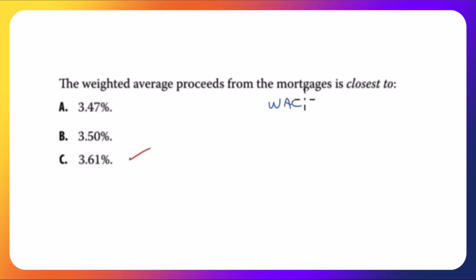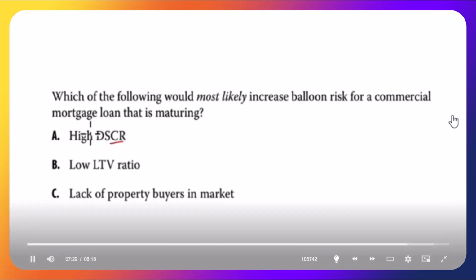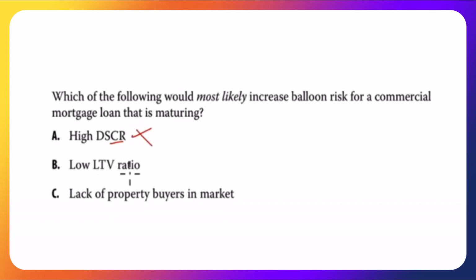So there it is. Which of the following would most likely increase balloon risk for a commercial mortgage loan that is maturing? A high debt service coverage ratio. Well, no, that's good, right? The higher the coverage ratio, the better. So we can get rid of that. A low loan to value ratio. No, that is good too. So we can get rid of that. A lack of property buyers in the market.